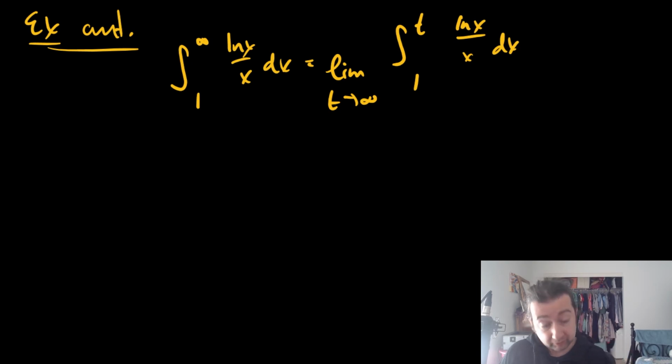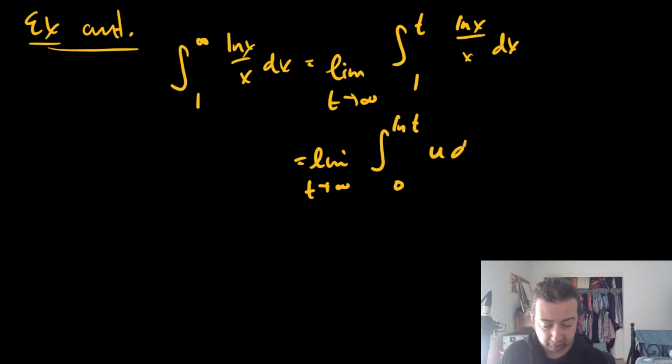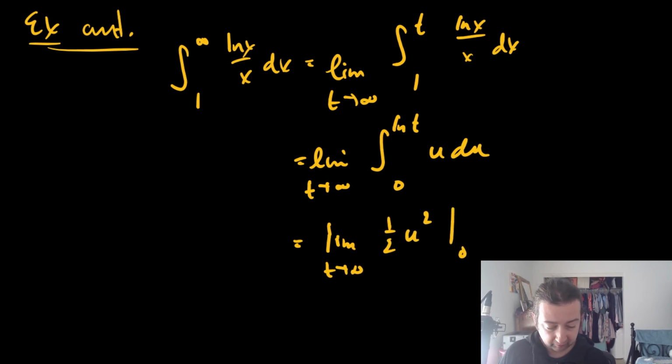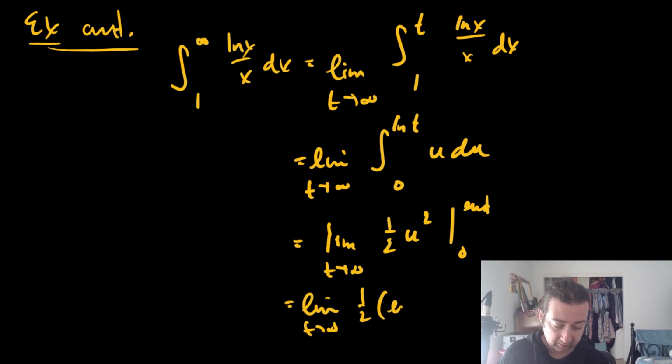This is a pretty typical u substitution, so you let u equal the natural log of x. So you get the limit as t goes to infinity of the integral from 0 to the natural log of t of u du, which gets you the limit as t goes to infinity of 1/2 u squared evaluated from 0 to log t, which is the limit as t goes to infinity of 1/2 times the natural log of t squared, which is infinite.